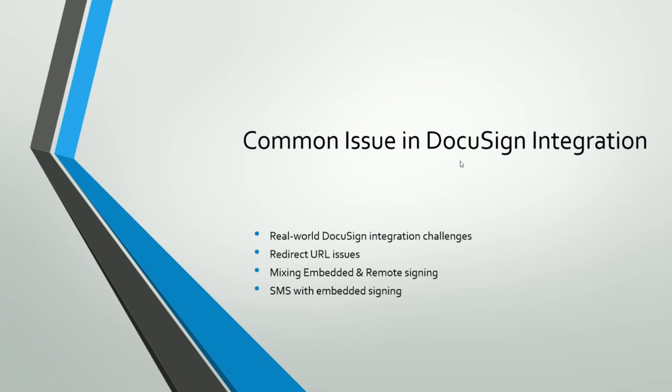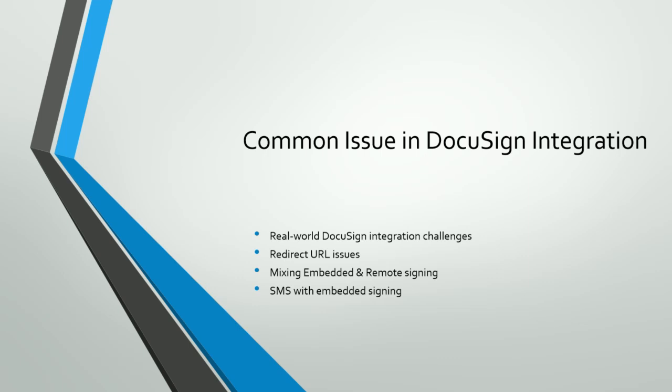So when we integrate DocuSign into our web application or mobile app, most issues aren't about the API being unavailable. They are about configuration mismatch and flow design. A solid mental model of sign-in modes and their redirect behavior will save hours of debugging. So today in this video, we will cover redirect URL patterns, embedded sign-in versus remote sign-in pitfalls, and SMS behavior in embedded sign-in. I will share clear do's and don'ts for each.